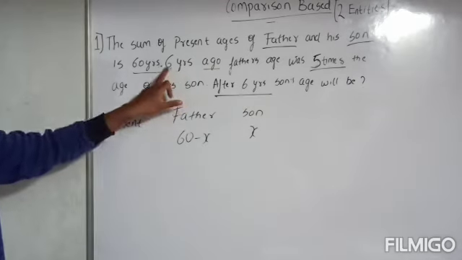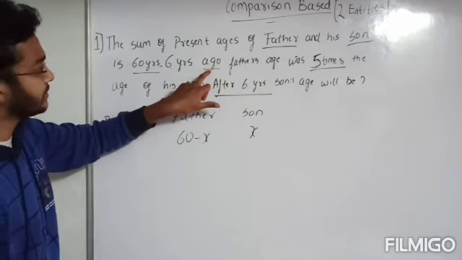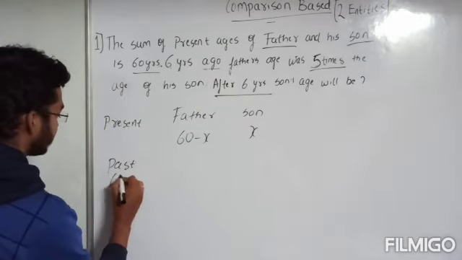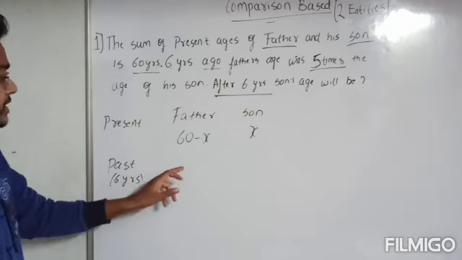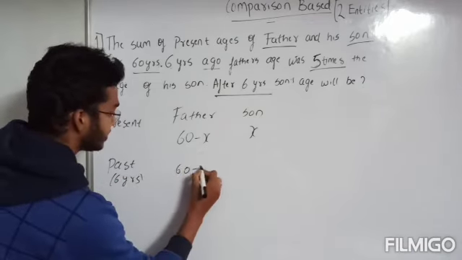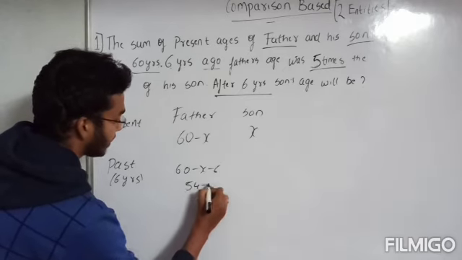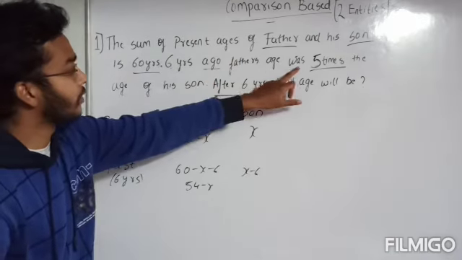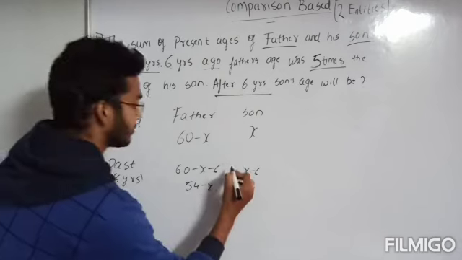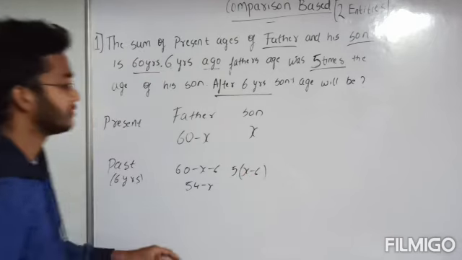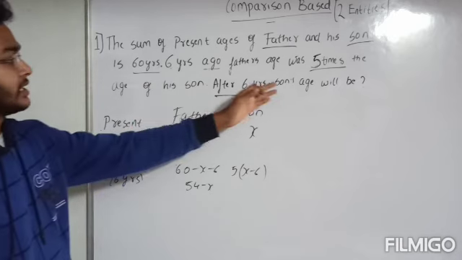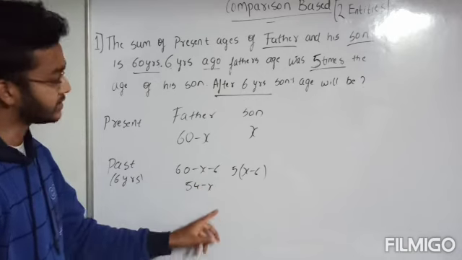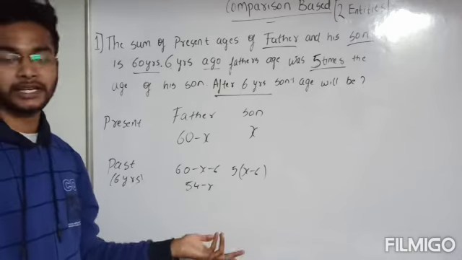Then they have given that 6 years ago. Ago means past. That means subtraction, as I told earlier. So past, how many years? 6 years. So we need to subtract 6 years from both. 60 minus x minus 6 becomes 54 minus x, and x minus 6, ago, was 5 times the age of his son. That means 5 multiplied by the age of his son. After 6 years, son's age will be. So first let us calculate the son's age from this equation, and then let us add 6 years to the age of the son.